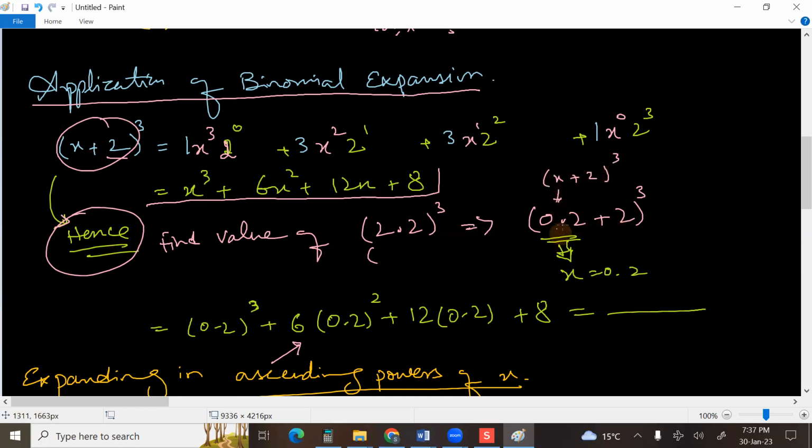And looking at the question above, I know my x is 0.2. I've already expanded, and so I just need to plug in x equals 0.2 in all these places where x is occurring, and that should give me the answer.